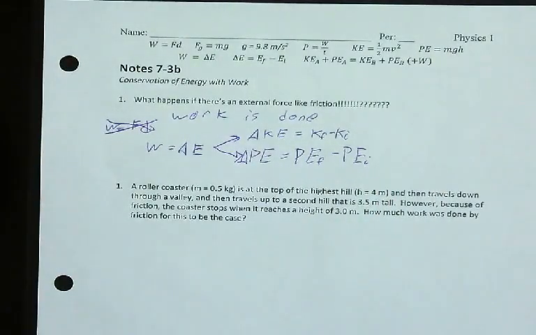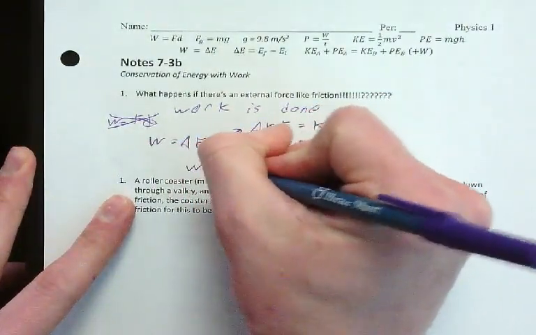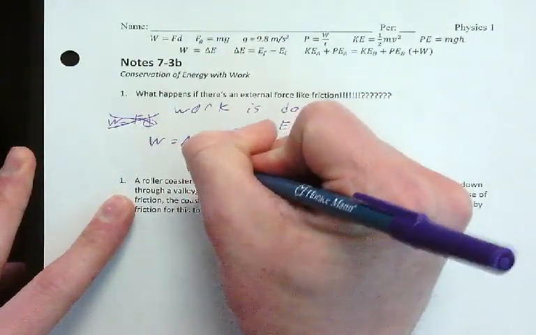But here's the thing. It's not just kinetic, it's not just potential, it's both. So we need a new equation to solve this. And this equation is going to be more thorough and is going to help us solve these things a lot easier. So we're starting with W equals, because we're looking for a work equation.